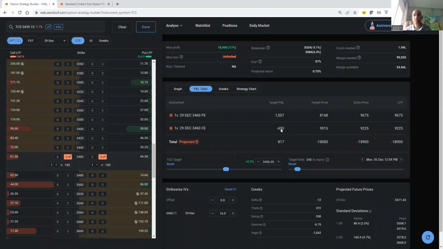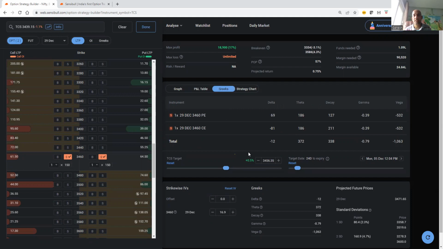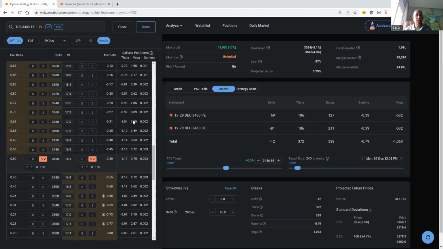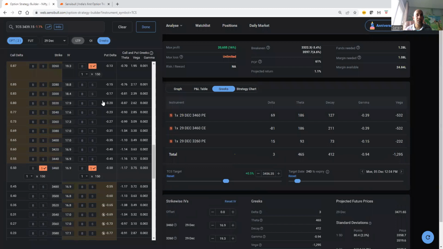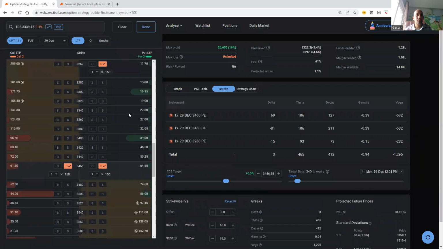Suppose here, I just take you to the Greeks. The 460 put, 69 call is minus 81. Then what I want to do is neutralize the delta. Maybe I can go to Greeks here. I want to sell another put, right? Suppose I sell this one, another one, which is minus 13, that is 3,260. Now almost my delta has become neutral.